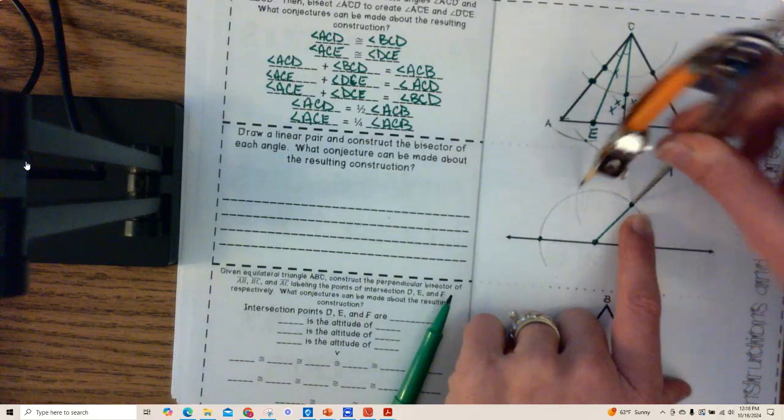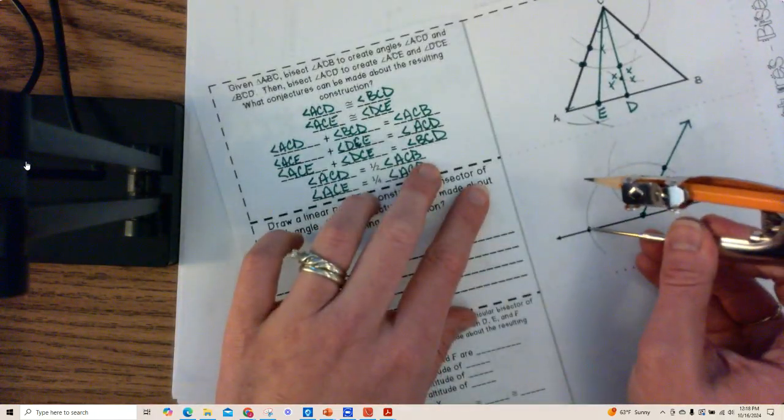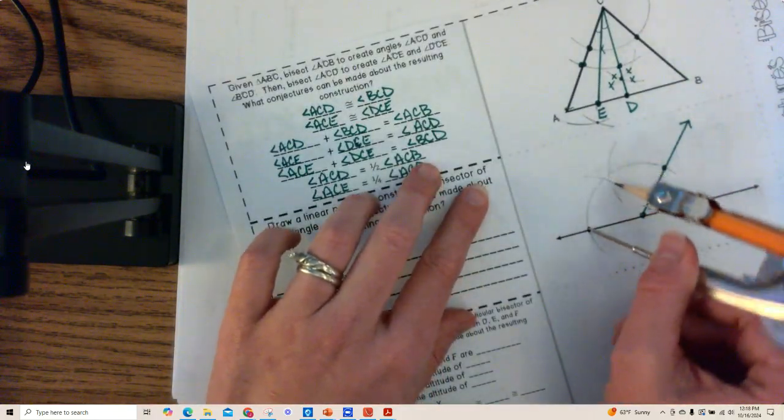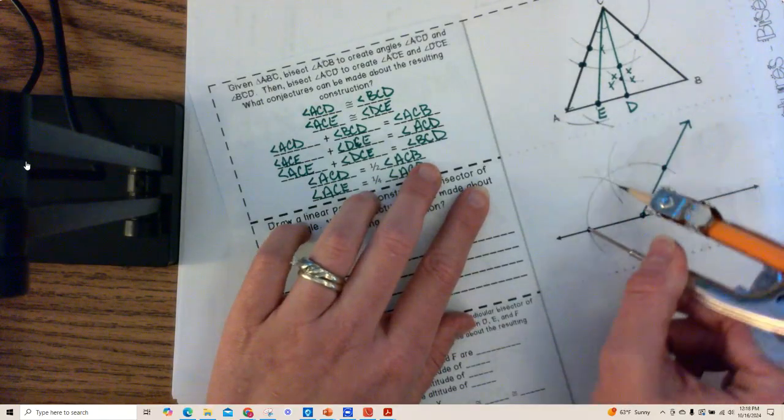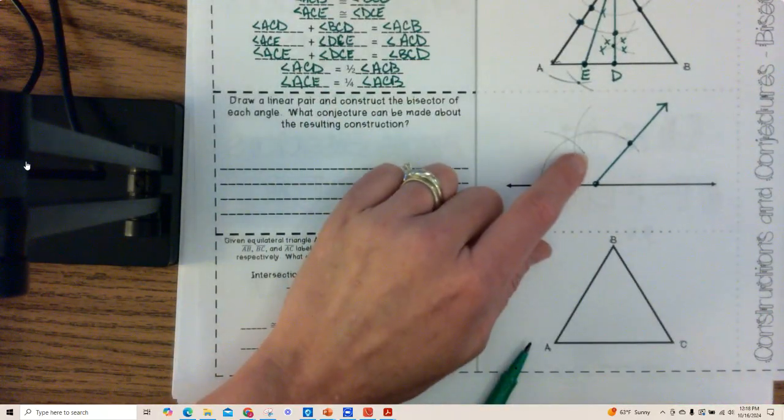So let's bisect this angle. All right, draw an arc that goes through both legs of the angle. And then your two intersection points, here and here, use those points in your compass. So this one's going to be kind of wonky. I should have changed it. Oh, no, my intersection fell okay. I thought it was going to fall right on that first one.